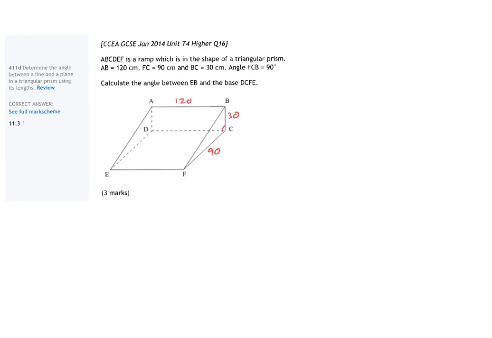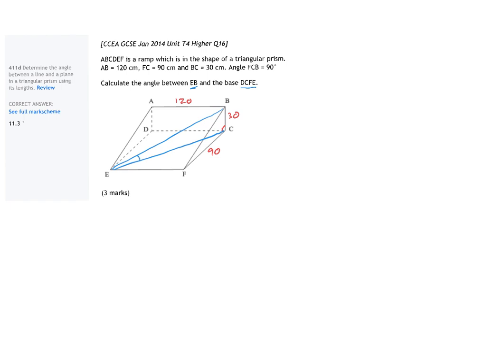So the cross section is a right angled triangle, and they want us to find the angle between EB and DCEF. That's the base here, and this distance here, EB, which is not drawn on, so I'm going to draw that on in blue. So they want this distance here, and the angle with the base, so the angle will be to the right angle triangle down, the right angle here. So it's this angle here.